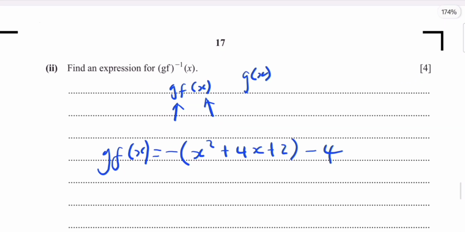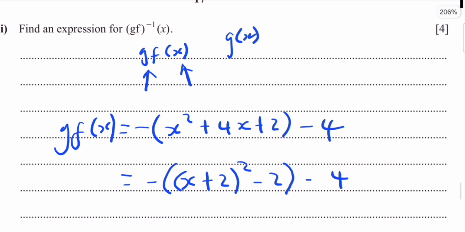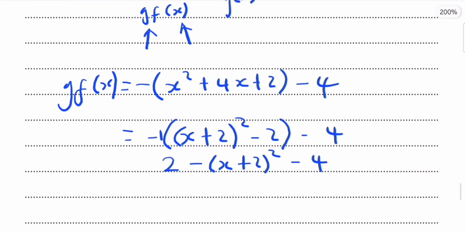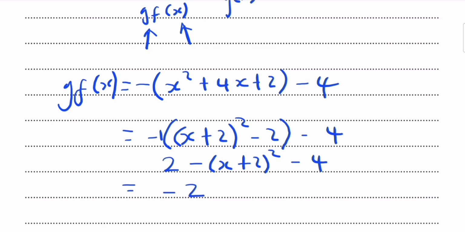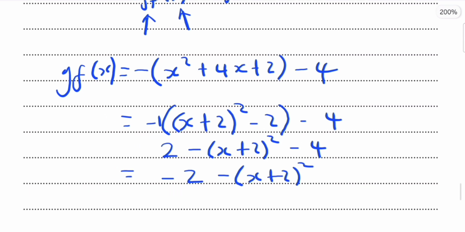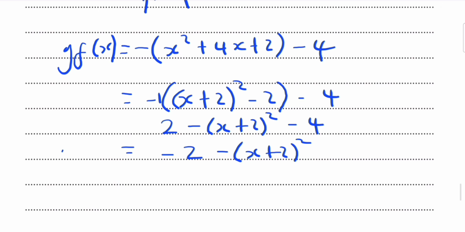It's like this, and we know this can also be written as x plus 2 squared minus 2 minus 4, right? And this will come down to, if we multiply this by, this is a minus 1, 2 minus x plus 2 squared minus 4, like this. And this will give us minus 2 minus x plus 2 squared, like this, right?